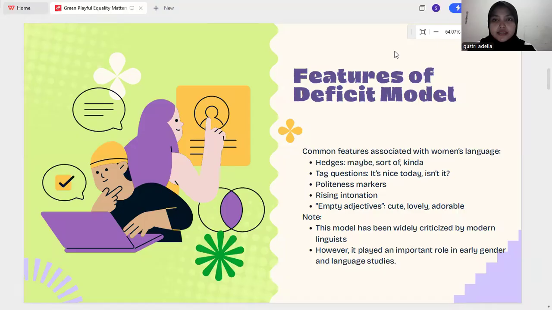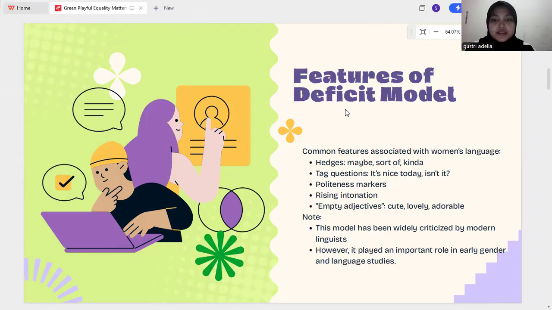So, the next is the features of the deficit model, atau ciri-ciri untuk deficit model atau deficit approach. The first is common features associated with women's language: hedges, like maybe, sort of, and kinda. The second is tag questions, like it's nice today, isn't it? And then politeness markers, rising intonation, and empty adjectives like cute, lovely, and adorable.